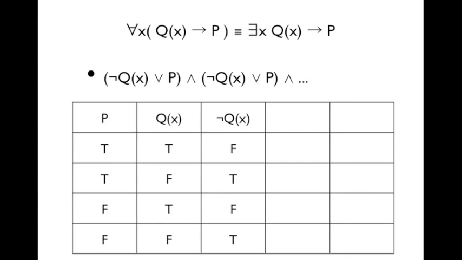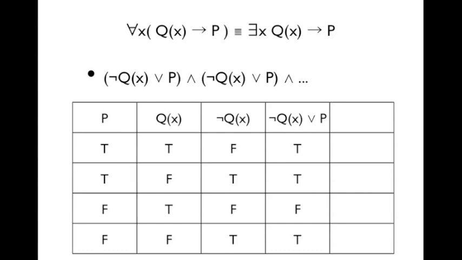So let's fill out the column for not q of x or p. Look, not q of x is false, p is true, so false or true, that's true. True or true is true, false or false is, of course, false, and true or false is true. Okay, so we've done the parentheses part.